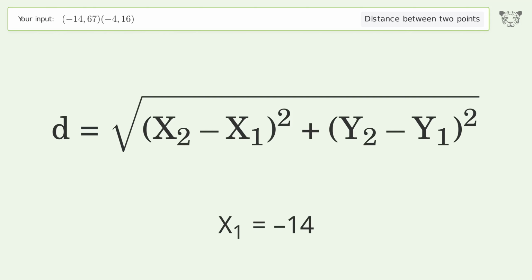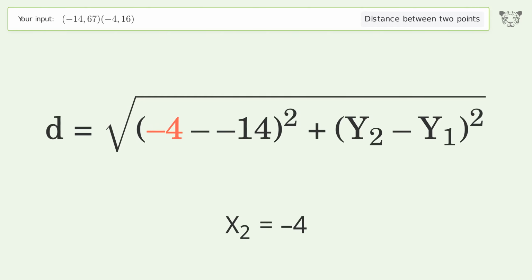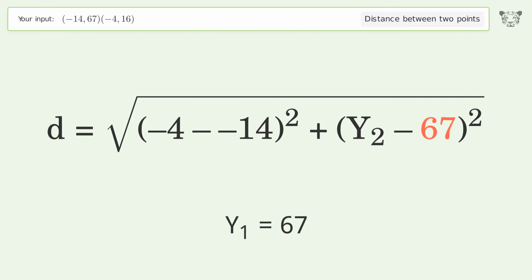x1 equals -14. x2 equals -4. y1 equals 67. y2 equals 16.